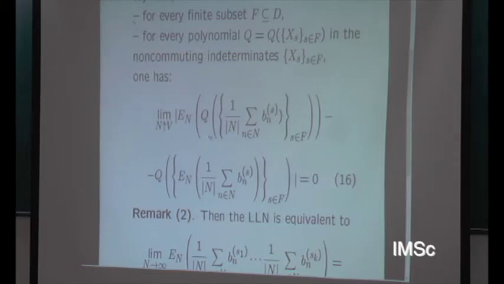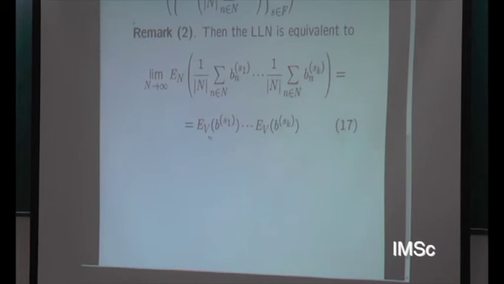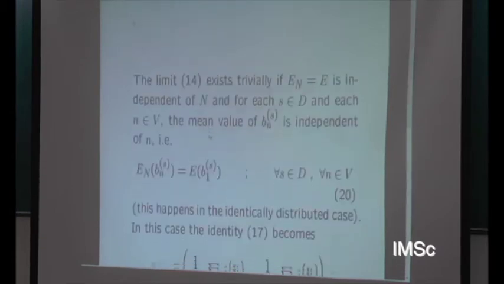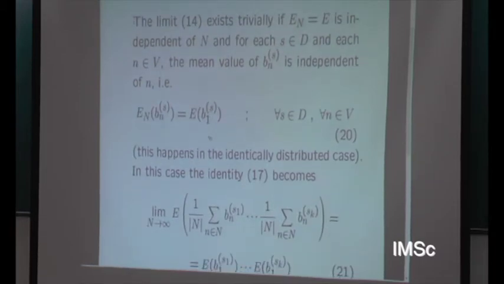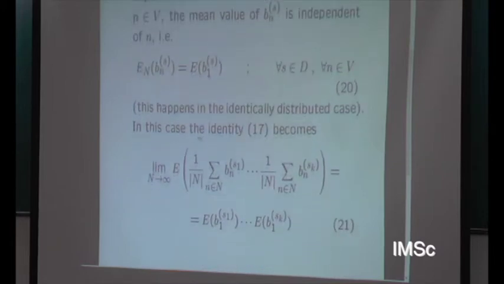So the convergence in moments is not convergence in law, it's much weaker. It's convergence in law restricted to polynomial functions. And this is enough for the law of large numbers. So, as I said, this limit exists trivially because it is equal to itself, but this is non-trivial because this implies factorization. Factorization implies some independence or asymptotic independence assumption.